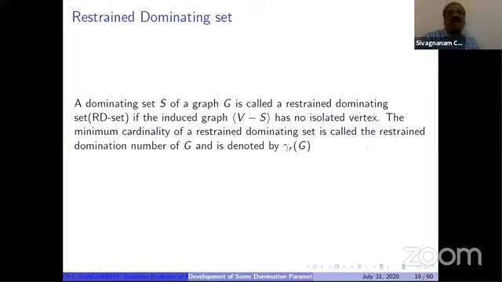Then it is called a restrained dominating set. So a dominating set S of your graph G is called a restrained dominating set, shortly we can say RD set, if the induced graph on V minus S, so using V minus S we are drawing the graph, has no isolated vertex. So this type of dominating set is called a restrained dominating set. The minimum cardinality of a restrained dominating set is called the restrained domination number, and we denote this by gamma R.